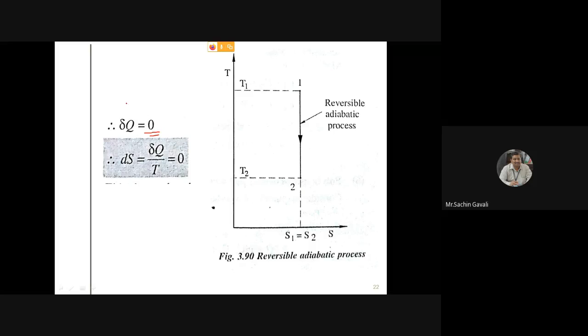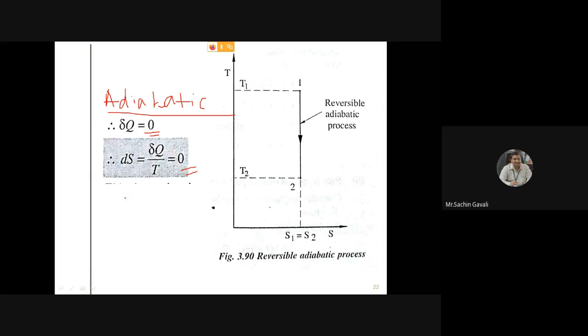Therefore dq by T for an adiabatic process is equal to what? For an adiabatic process, write down, dq is equal to 0. Therefore dS is equal to dq by T is equal to 0. Therefore delta S is 0. Write down, for a reversible adiabatic process on the T-S diagram, entropy is remaining constant.